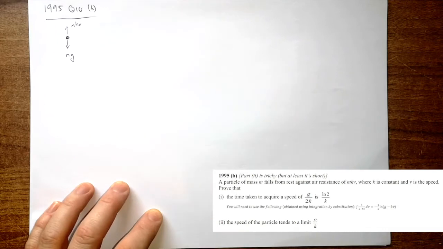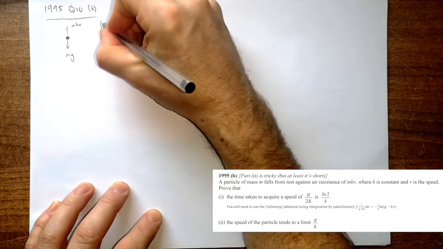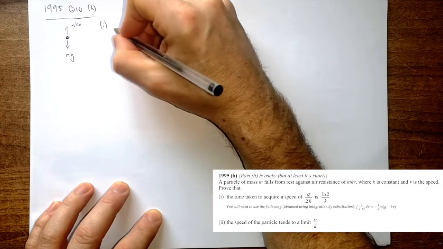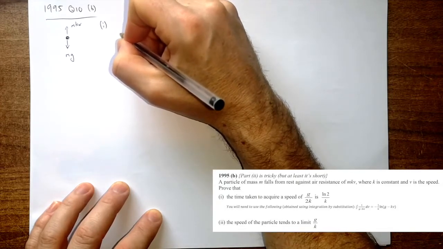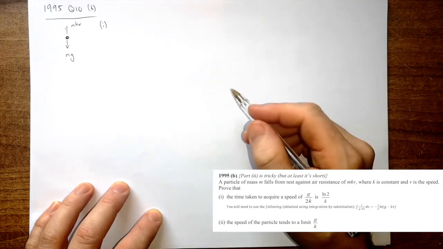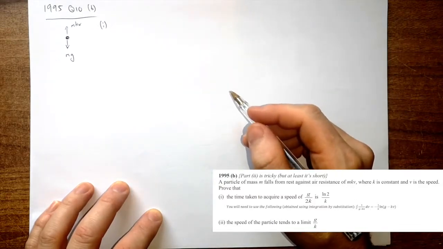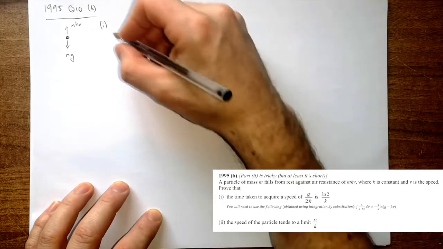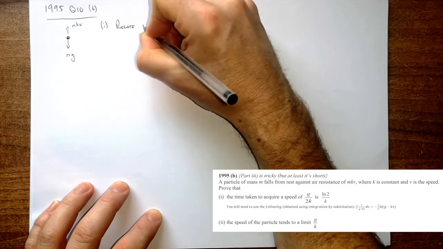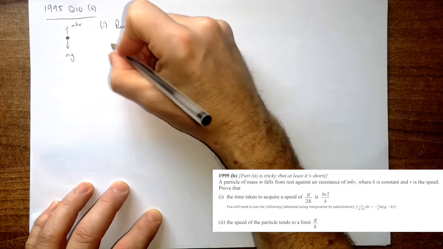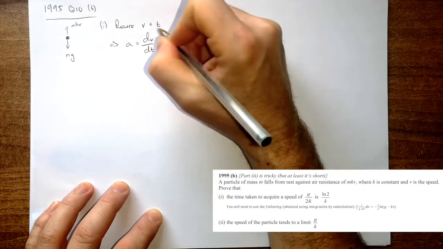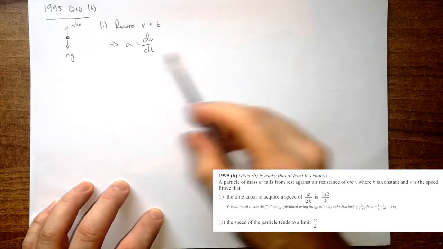So we need to prove in part 1 that when the speed v is g over 2k, the time is ln 2 over k. So we're relating, and this is important, v and t. Okay, so therefore we're going to use the fact that a is dv/dt. All right, now we know kind of where we're going.